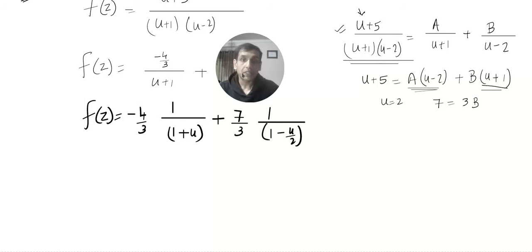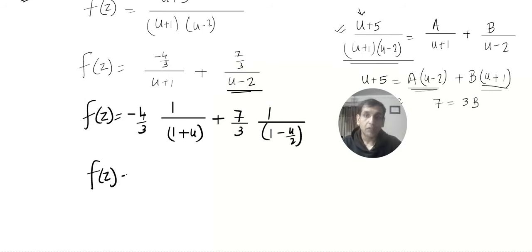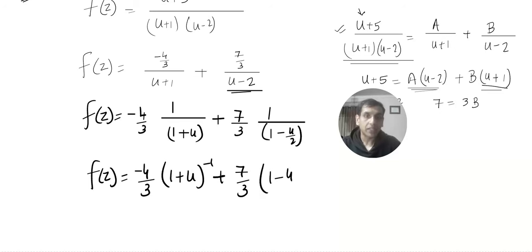Now the next step is f of z equal to minus 4 by 3 into 1 plus u the whole power minus 1, plus 7 by 3 into 1 minus u by 2 the whole power minus 1. Look at this. You need a lot of practice for these types of problems. And if you look at the past papers in the old syllabus, there is not even one question paper without Taylor or Laurent. And in some question papers, they even ask the definition. So be prepared with that. And you need to practice again and again.